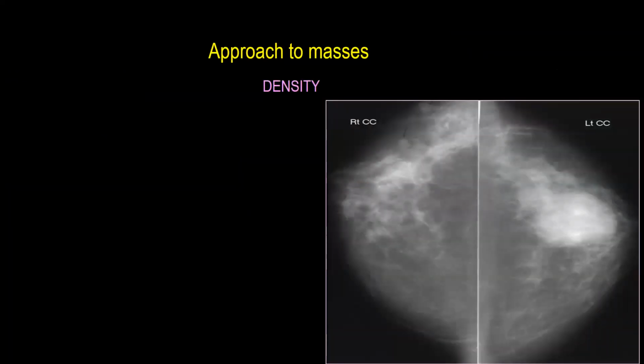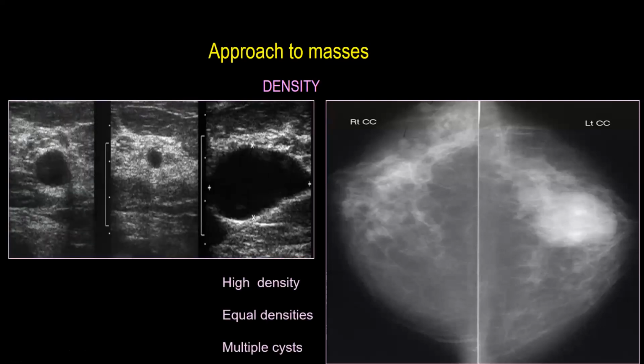And what about this? In this case, you have multiple masses, the largest and other multiple smaller. The largest is high density. Excellent. And the smaller are iso, more or less equal density. These are multiple cysts, and usually the cyst looks like that.